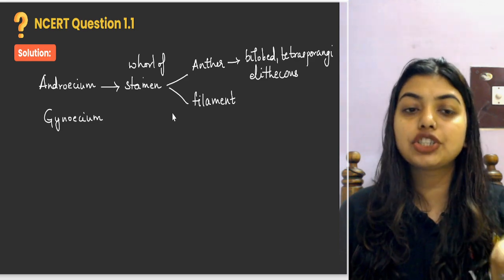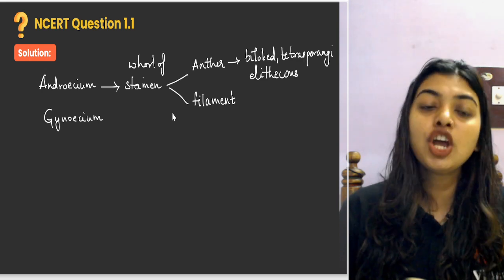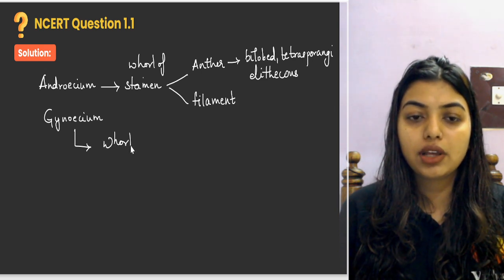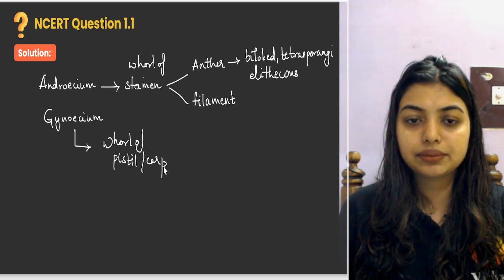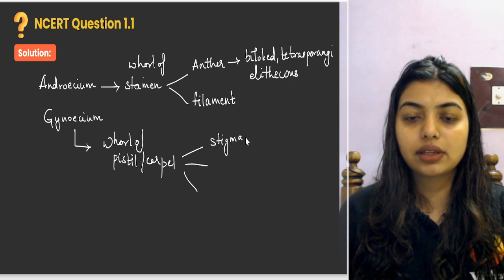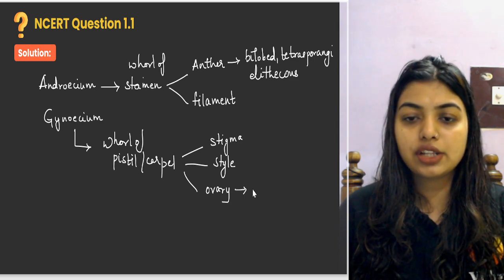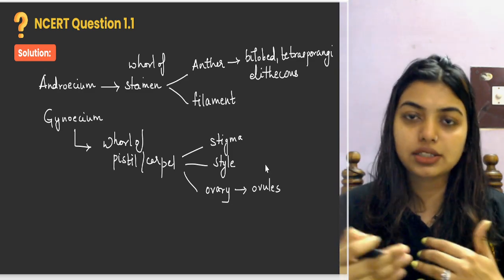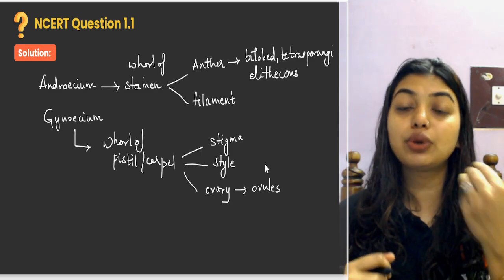You can also write that androecium and gynoecium are the essential parts of the flower which actually help in sexual reproduction of the flower. At the same time, gynoecium also you can write. Gynoecium is made up of a whorl of pistil or carpel, and each carpel is made up of 3 components called the stigma, style, and ovary. And this ovary contains ovules that will later form seeds. So this is what you are supposed to write. Depending on the marks, you can keep elaborating it. You can write more about anther, more about stigma, more about style, and explain a lot about ovary.